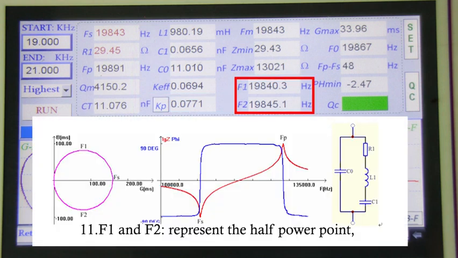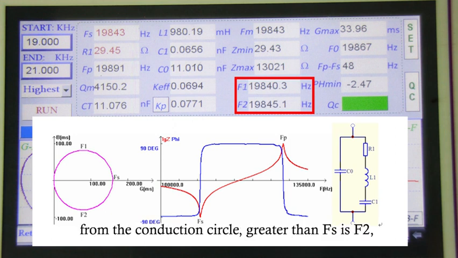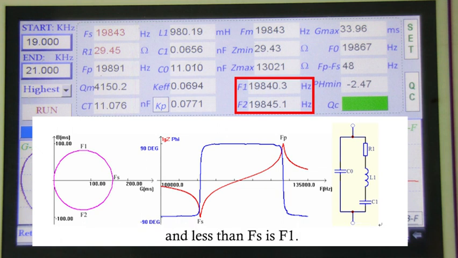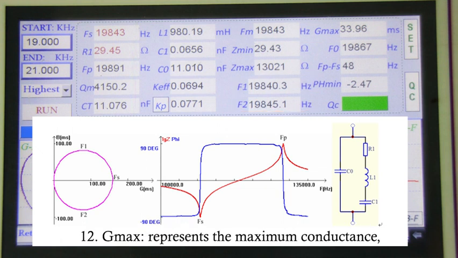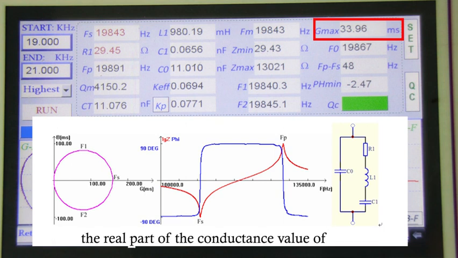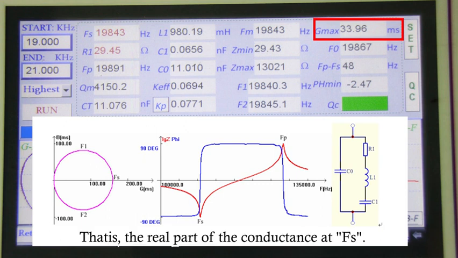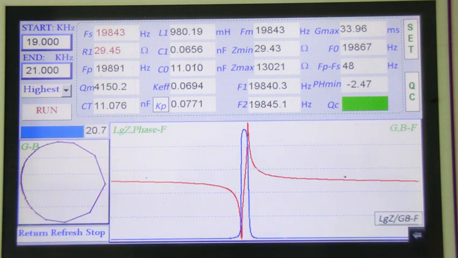11. F1 and F2 represent the half power point from the conduction circle. Greater than Fs is F2, and less than Fs is F1. 12. GMAX represents the maximum conductance. The real part of the conductance value of a piezoelectric oscillator at resonance, that is the real part of the conductance at Fs. That's all for the parameter explanation.